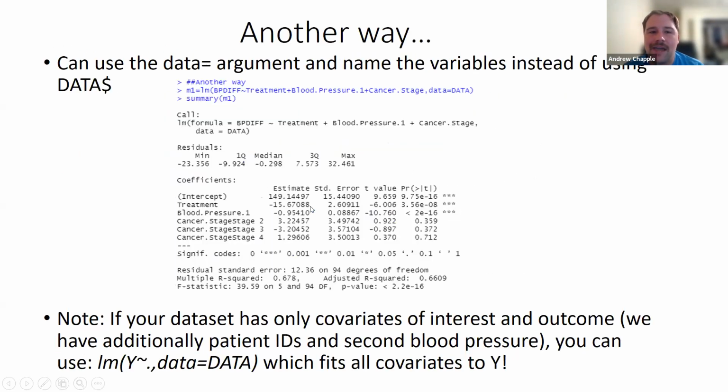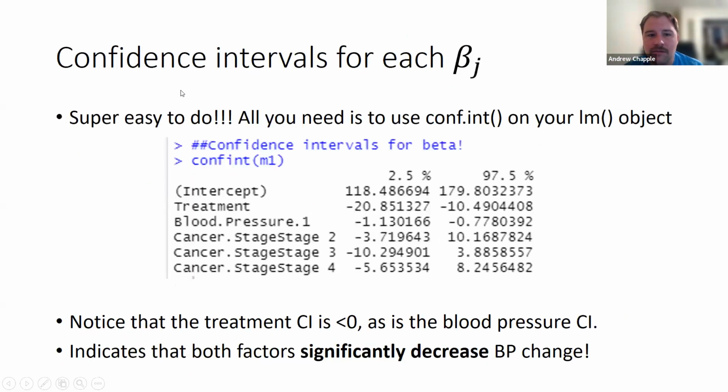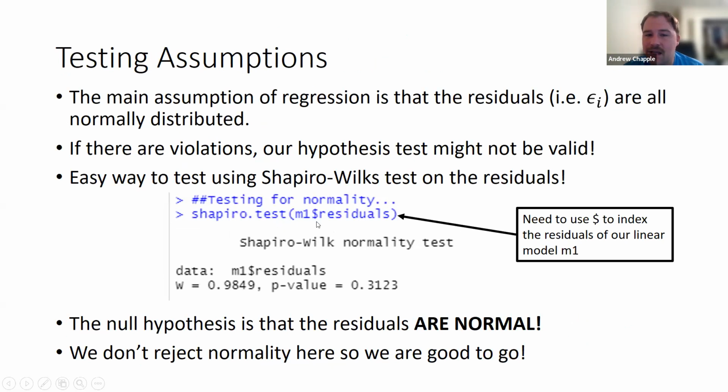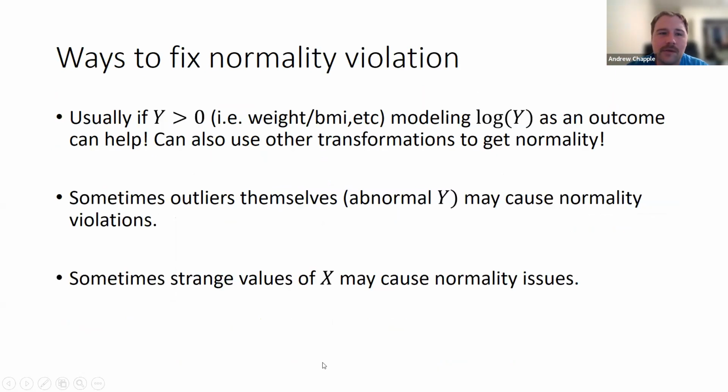Whenever I do a regression like this, M1 now becomes an object I can index with $. I'll show you on the example kind of how you'd look at that. If I index it with $, I'll see a drop-down menu where I can index a lot of things. I can index the residuals. So the null hypothesis here is that the residuals are normal. We don't reject normality, so we're good to go.